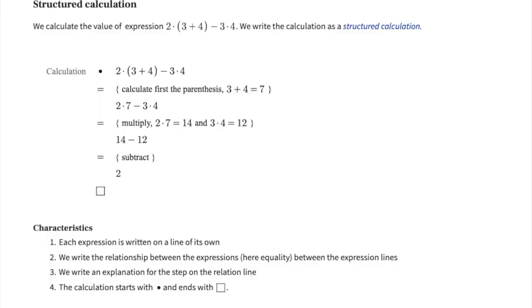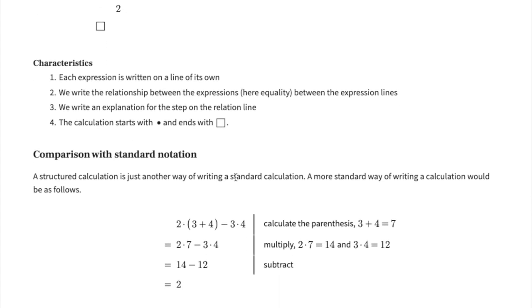Let us now summarize the structured derivation notation. Each expression is written on a line of its own, like this. And the relationship between each expression, here equality, is written between the expressions. And next to the relationship, we have an explanation or a justification for this step. Why is this step correct?